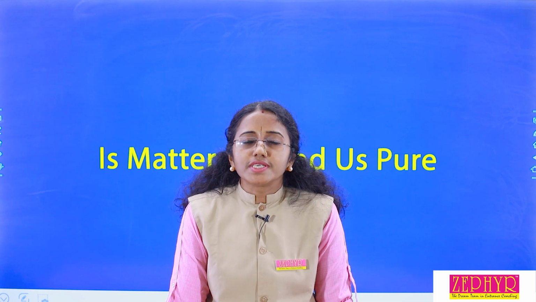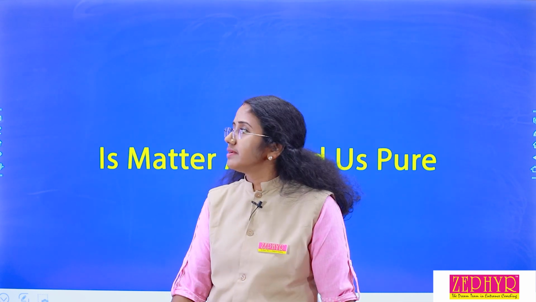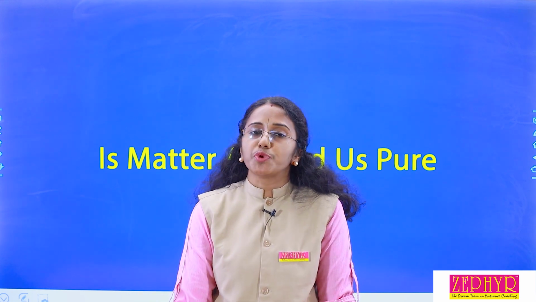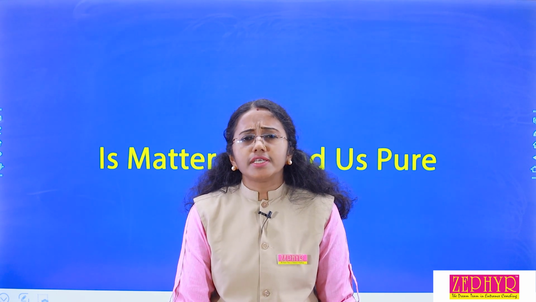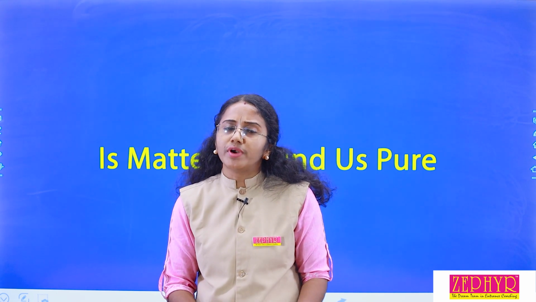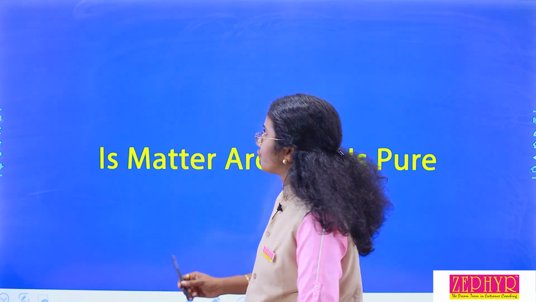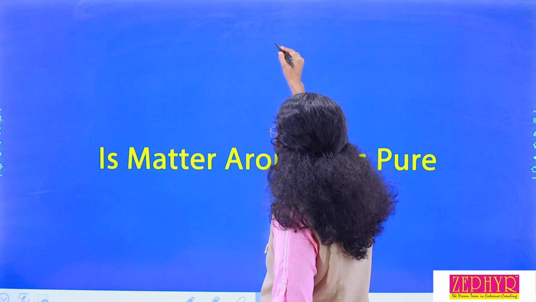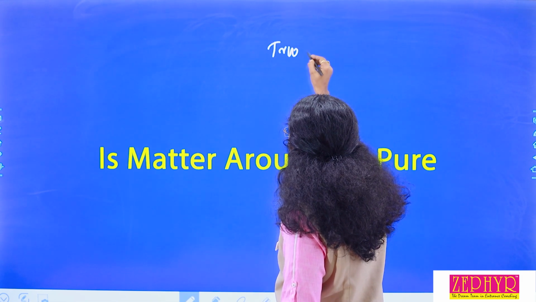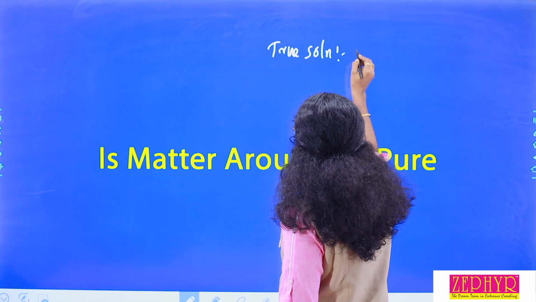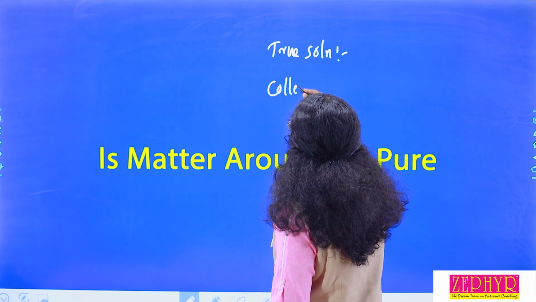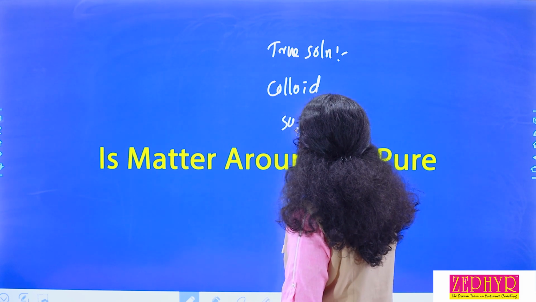Today we are going to discuss some questions related to the topic "Is Matter Around Us Pure?" Before moving to the question discussion, let's revise the topic. What are the topics included in the particular chapter? Different types of mixtures are given. That means true solution, colloid, then suspension.